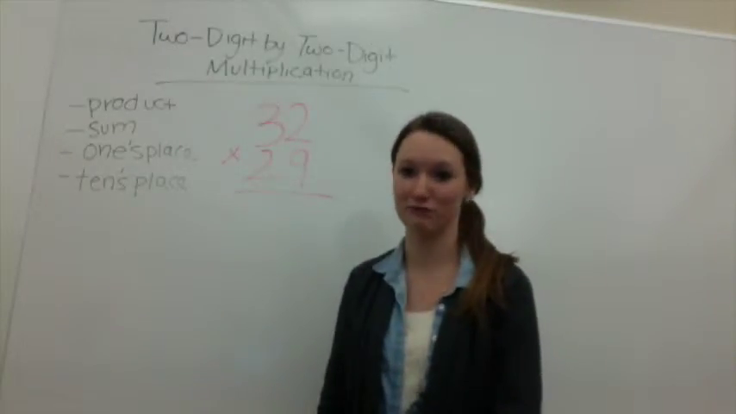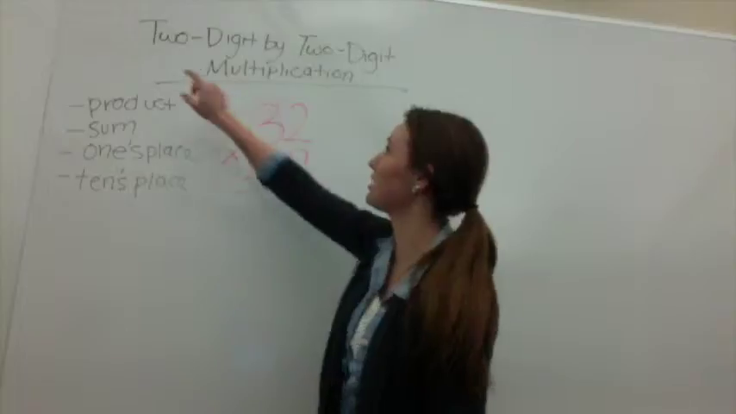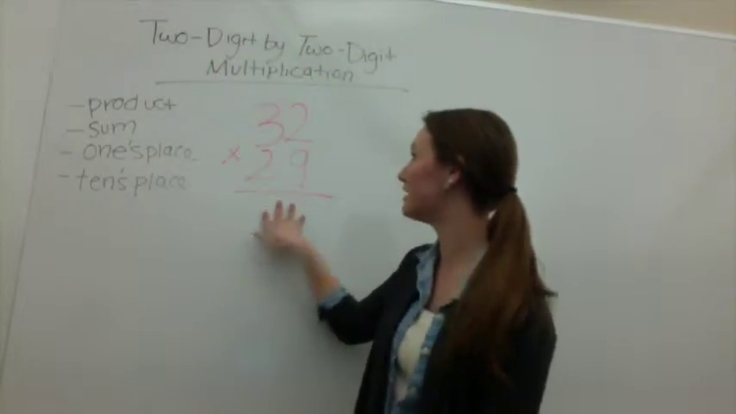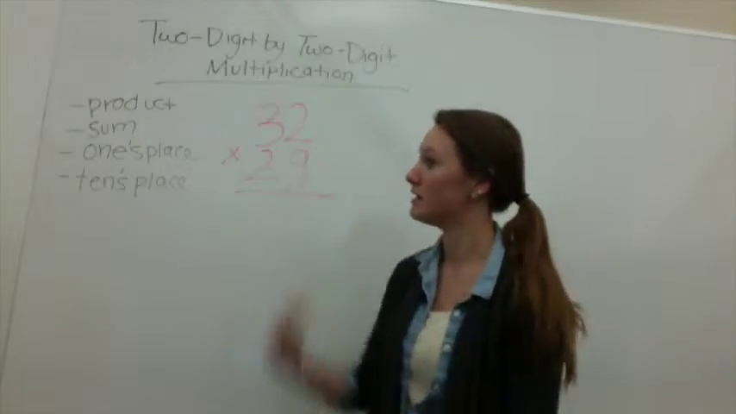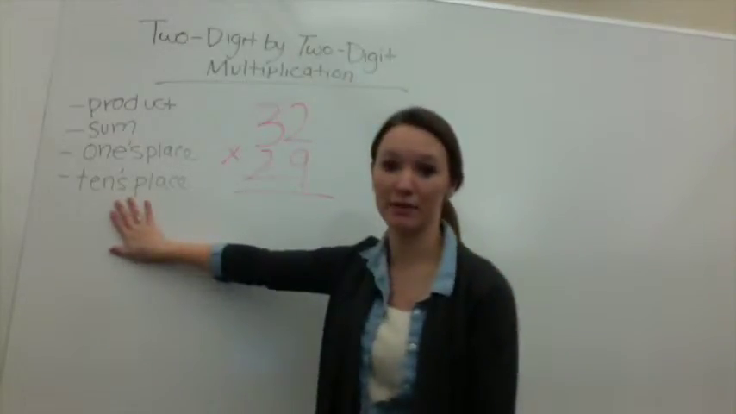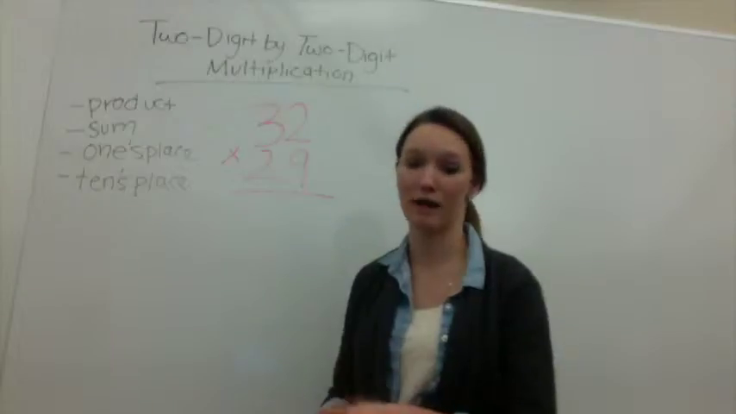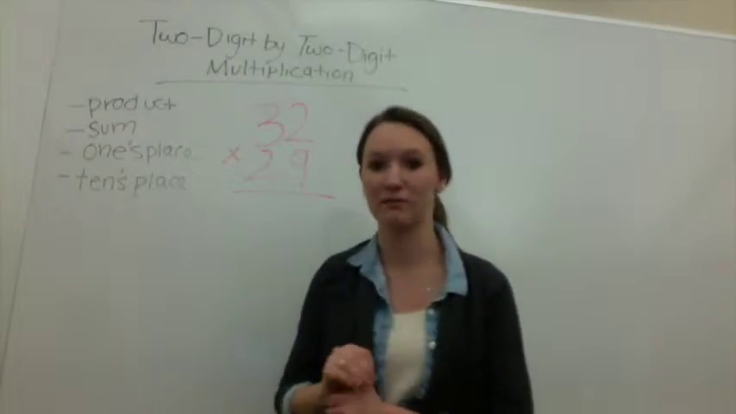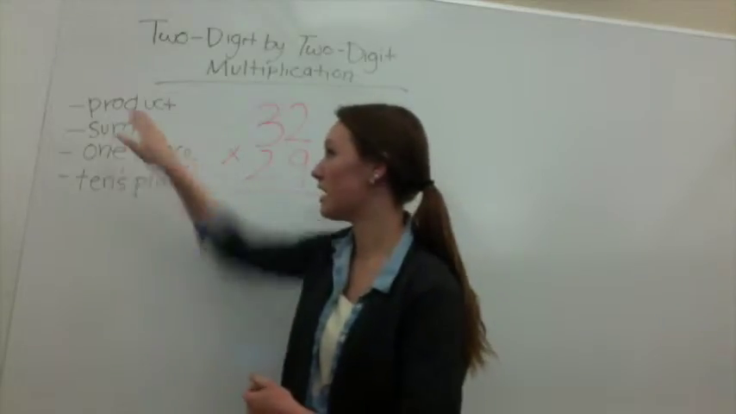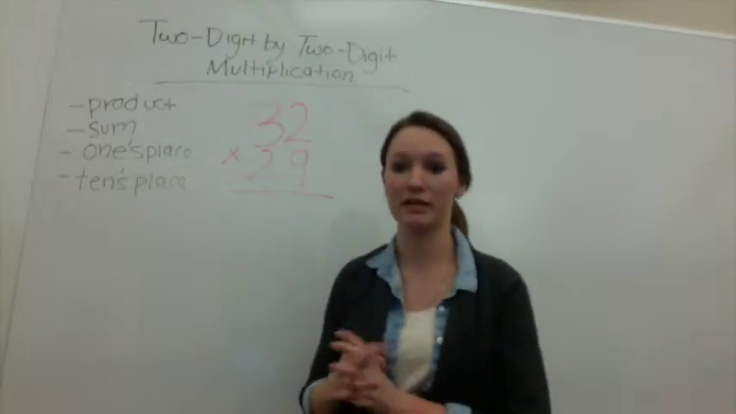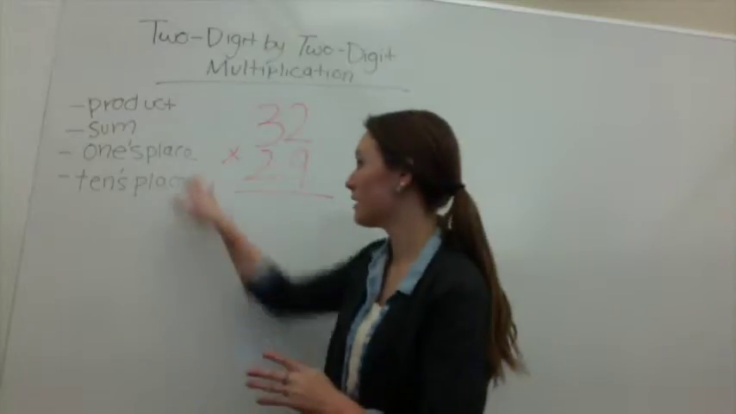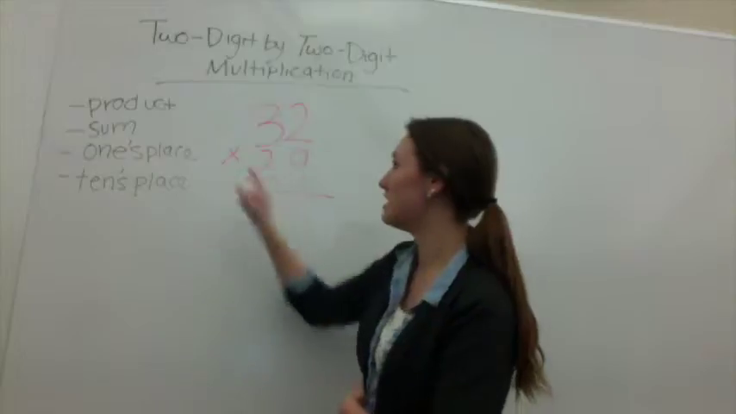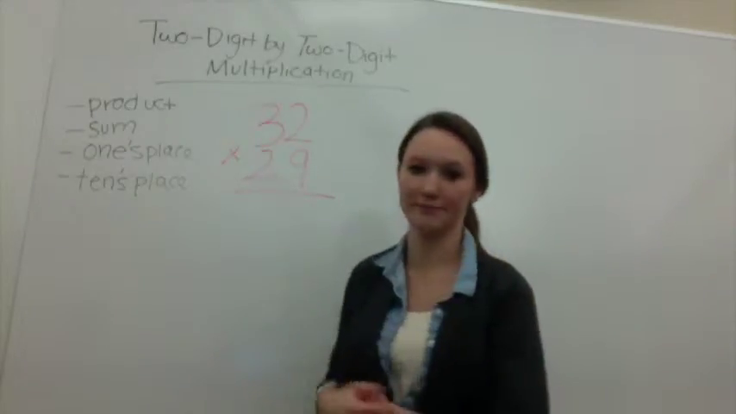Okay, so we've been working really hard on our multiplication of 2-digit by 2-digit numbers, like this example I have here, 32 by 29. Over here I listed some key vocabulary that is going to be used throughout the lesson, including product, which is the outcome or answer of a multiplication problem, the sum, which would be the outcome or answer to an addition problem, the ones place and the tens place: the ones place, the 9 and the 2, and the tens place, the 3 and the 2 here.